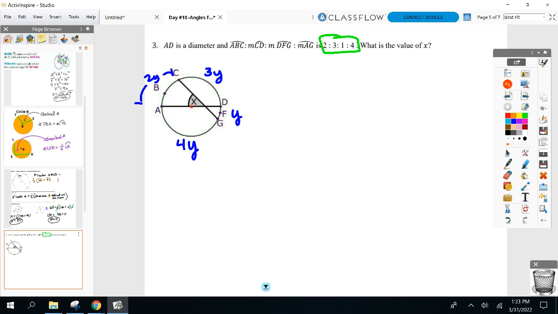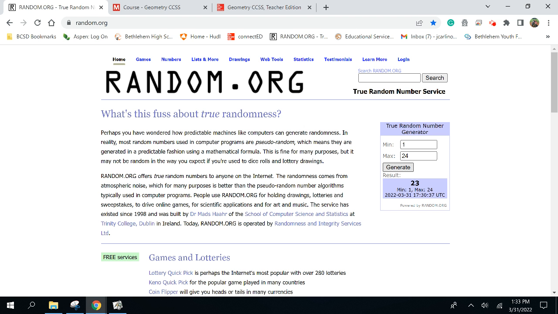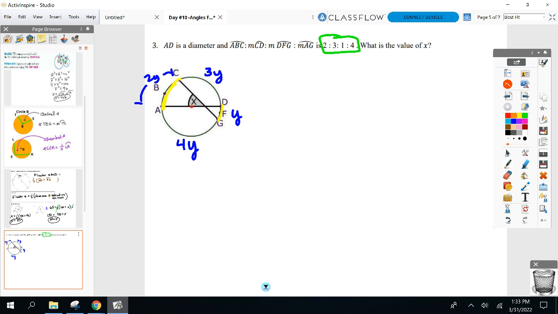What can I do with all these? Because if you take a look, I have to find this floater angle X. I'm going to have to know what ABC is, and what DFG is, the degree measures of each, if I'm going to find that floater angle. What can I do with all four of those arcs? Dig deep.